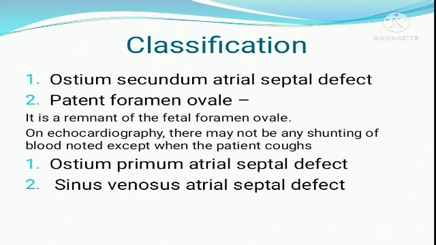And the last one is the sinus venosus. We have seen the middle, ostium secundum, and ostium primum is the lower portion. So where may the sinus venosus be? Sinus venosus is situated at the top of the atrial septum. It is close to the superior vena cava, from where the blood is collected from the top part of our body, from the head.